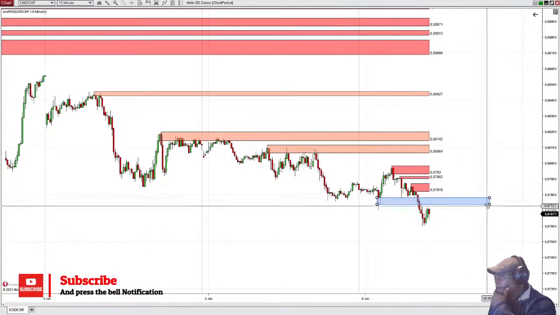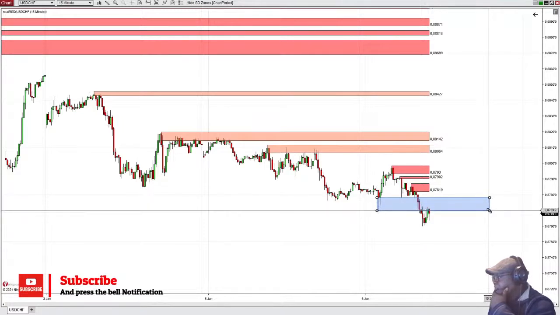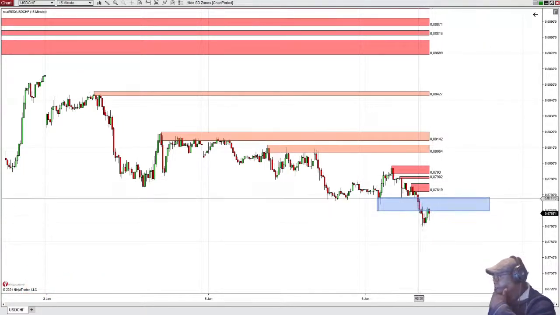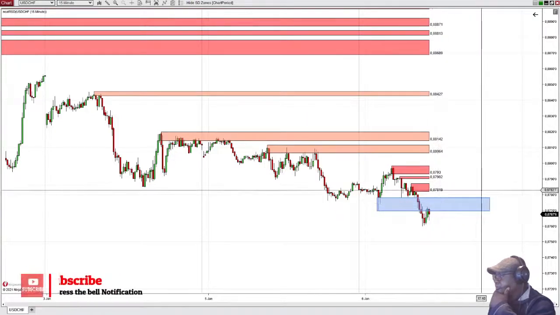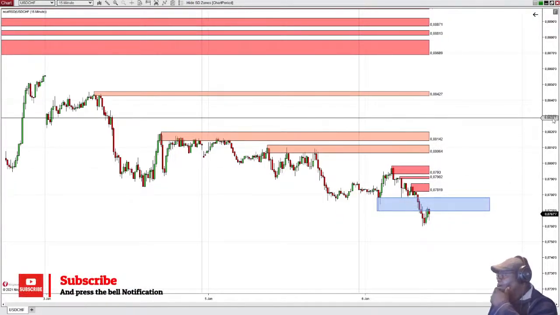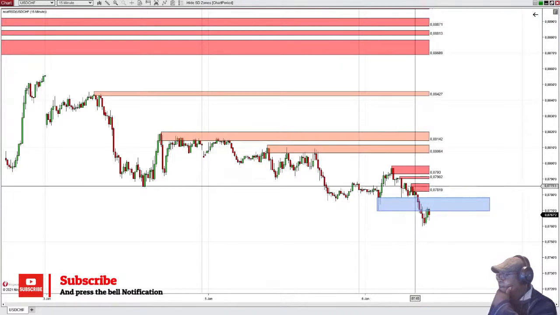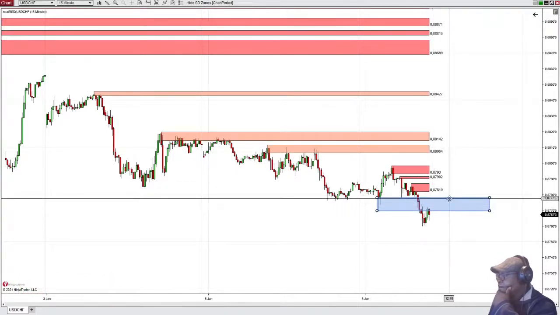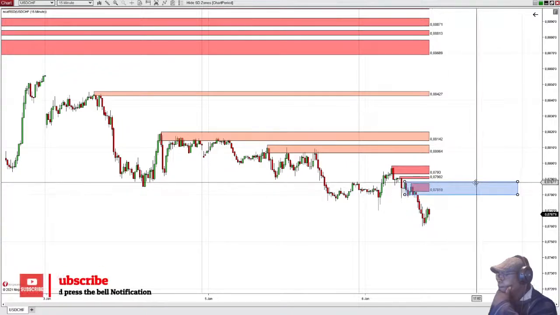I think there might be a potential for me to look for sell. I'll wait for it, to see if it can push more up to come into this zone.